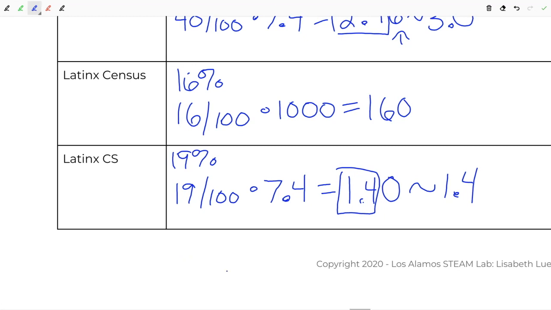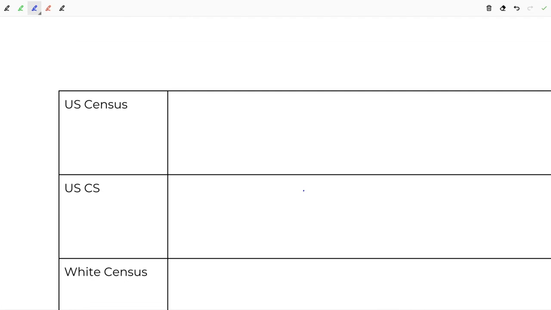Our next problem is going to be a little bit less straightforward because what we know is how many of the people on our lawn are black. So we need to use that information to find out how many people are actually on our lawn. So we're going to set up a ratio.